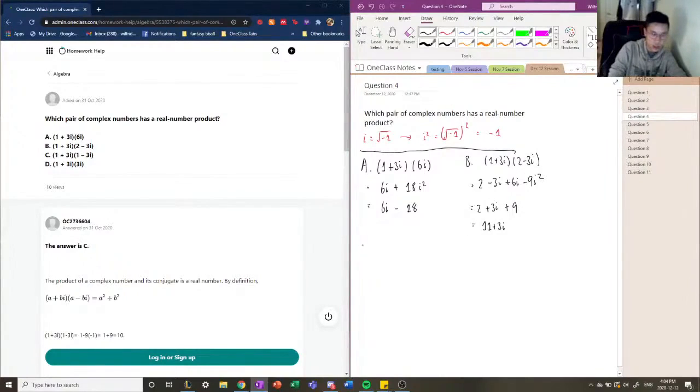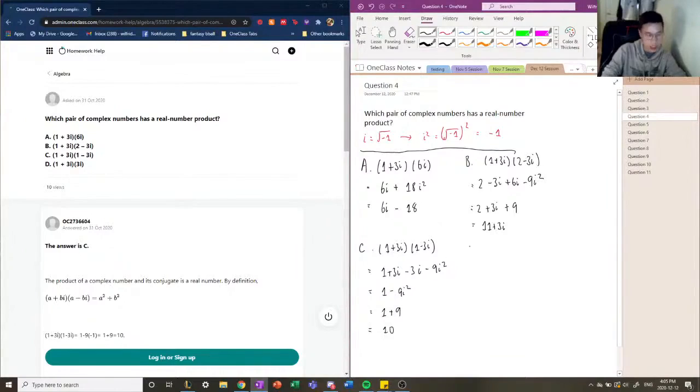Okay, let's look at C. C is going to be 1 plus 3i times 1 minus 3i. If we expand, we get 1 plus 3i minus 3i minus 9i squared. If we simplify, the imaginary component is canceled, and we're left with 1 minus 9i squared, and i squared is -1, right? So negative, negative is positive, so 1 plus 9, and that equals 10.